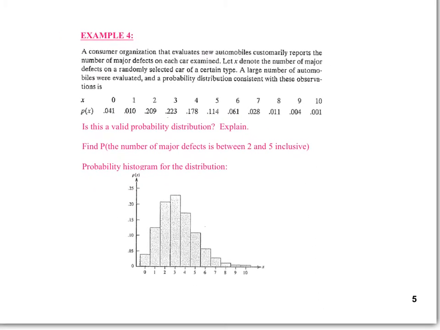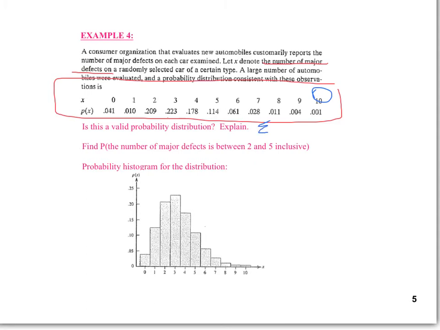So for this one, a consumer organization evaluates automobiles and the number of major defects on each car. So X is the number of major defects on a randomly selected car of a certain type. A large number of automobiles were evaluated, and the probability distribution is consistent with the observations. So here's our probability distribution. Boy, I hope I don't buy a car and it has 10 major defects, but the likelihood of that's pretty small. So the first question, is it a valid probability distribution?